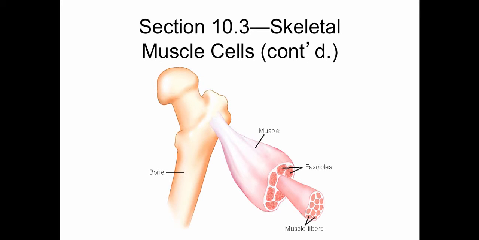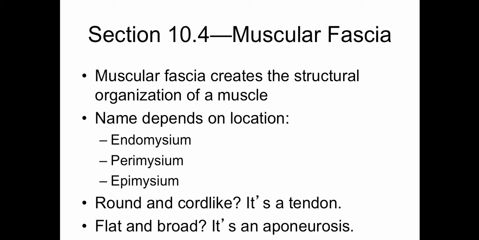In this illustration, you can see the fascicles. Each fascicle is a bundle of muscle fibers that are separated from adjacent fascicles by fascia. Muscular fascia creates the structural organization of a muscle. The name of it depends on its location. It could be called endomysium, perimysium, or epimysium.